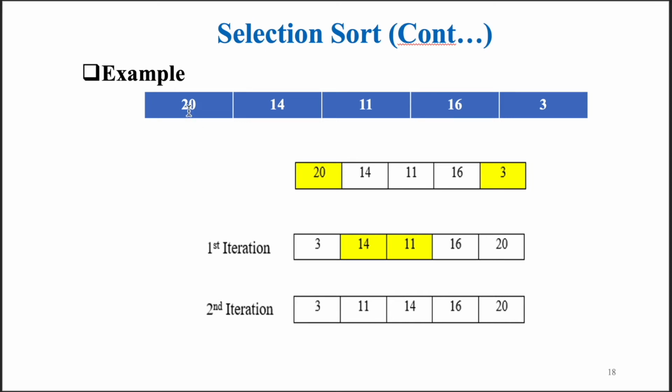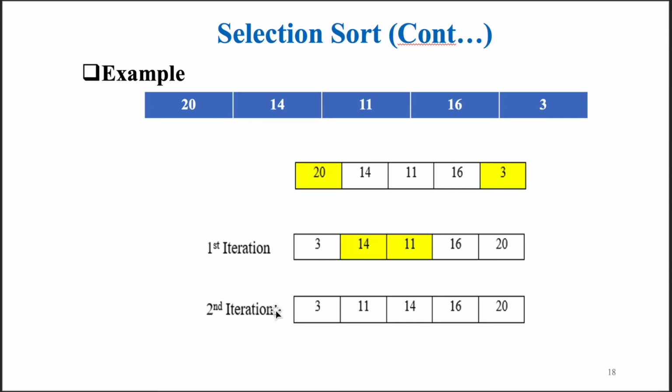Now first we have to select the first element, that is 20, and we have to compare it with every other element in the unsorted list. 20 is greater than 14, yes. 20 is greater than 11, yes. 20 is greater than 16, yes. 20 is also greater than 3, and here 3 is the smallest element. That's why 3 should come first. After the first iteration, 3 comes here, and 20 gets swapped with 3.